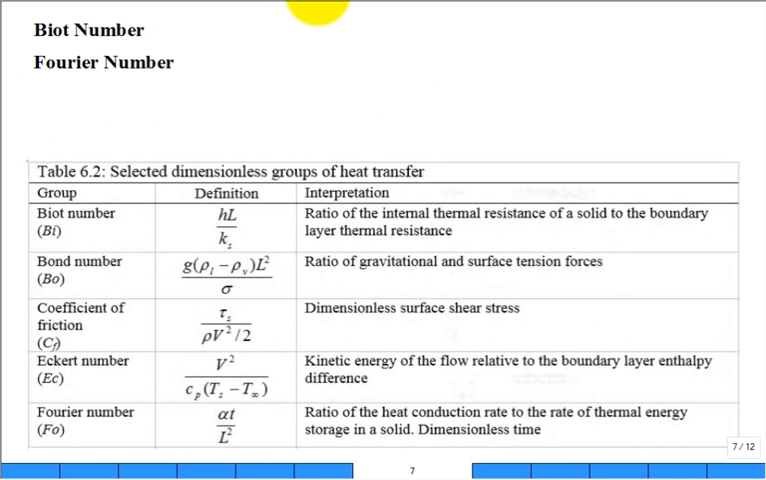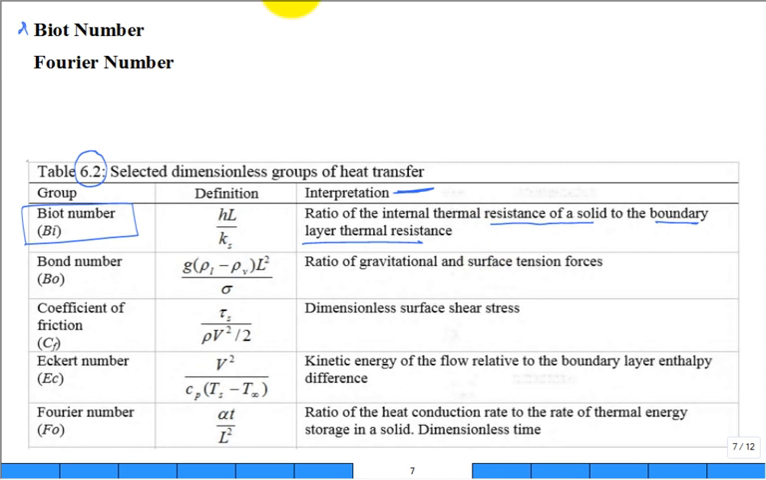Well, the Biot number we just introduced. When you get to chapter 6, there's a table of properties that are dimensionless ratios. And so the Biot number, defined as hL over k, is interpreted as the ratio of internal thermal resistance in the solid to the boundary layer or convective thermal resistance. Does that make sense? I know this is in lingo of chapter 6, but that's what we have.